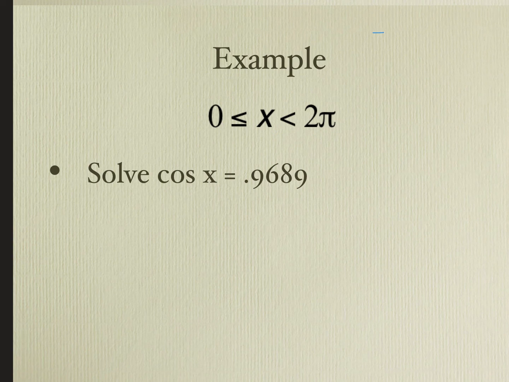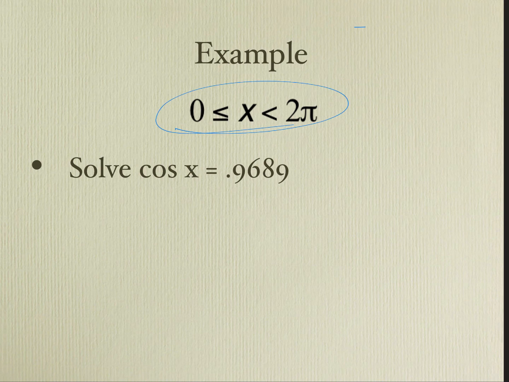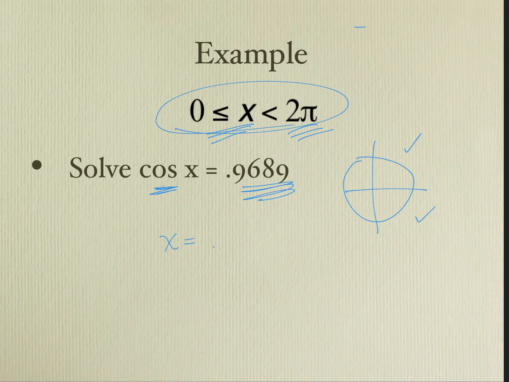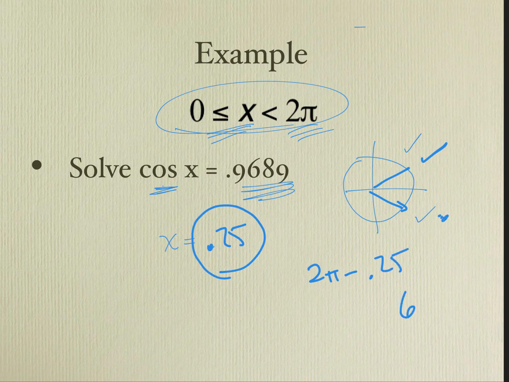Okay, so for this one, notice that we are in one rotation about the unit circle. 0 is included, but 2 pi is not. So you have to think about, I'm looking for an angle. In fact, I'm looking for 2. The reason I'm looking for 2 is because the cosine is positive in 2 separate quadrants. It's positive in the first and it's positive in the fourth. So when you do the calculator part, which is to hit second cosine of that decimal, you will get x is equal to 0.25. So that's the one that's here in the first quadrant. And then to get the one that's in the fourth quadrant, you have to do 2 pi minus the reference angle. The reference angle, that's what this is, minus 0.25, should give you the other angle down here, which is 6.03.